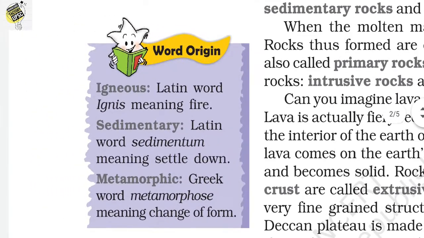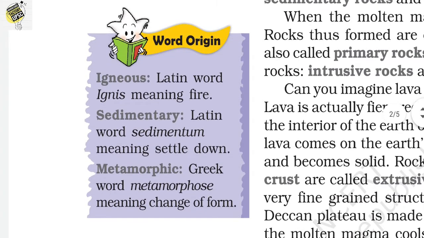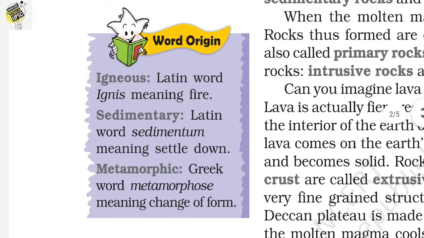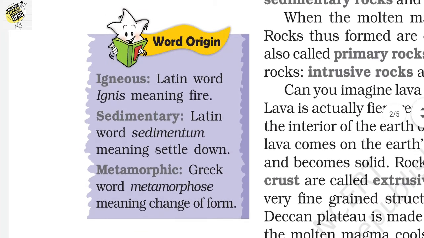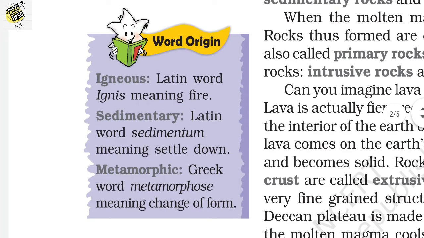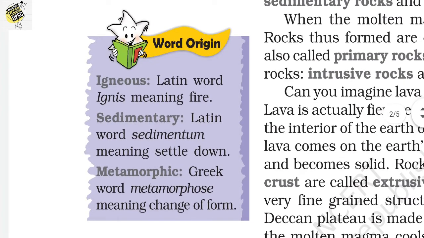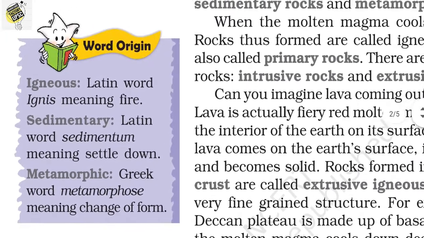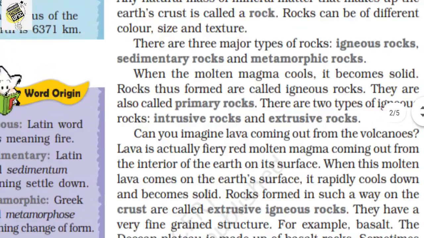Okay, so the word igneous, these are some kinds of rocks: igneous rock, sedimentary rock, metamorphic rock. The Latin word ignis means fire, and sedimentary comes from the Latin word sedimentum, which means to settle down. The word metamorphic comes from the Greek word metamos, which means change of form. So it is also very important to know the origin of words.